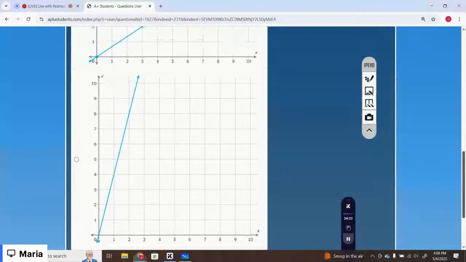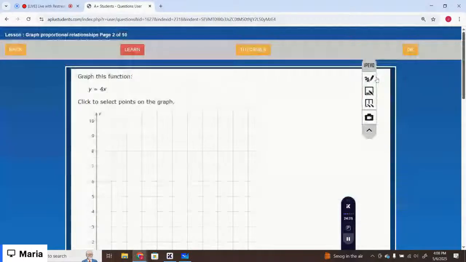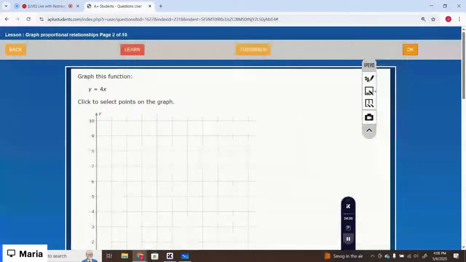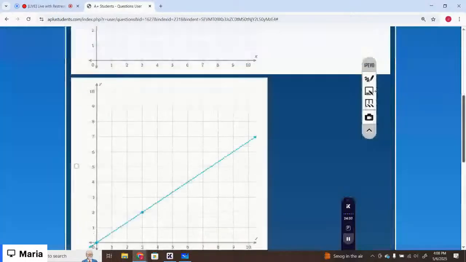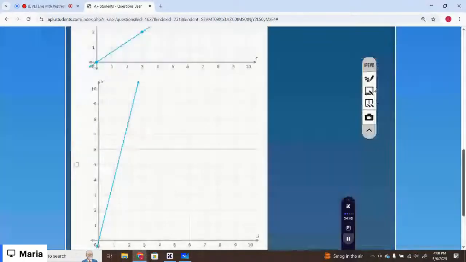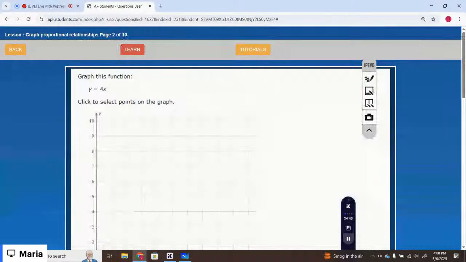Option number 2 is the correct option. Okay, the next one is graph this function, but isn't it the second one? Okay, the second option is the correct option.